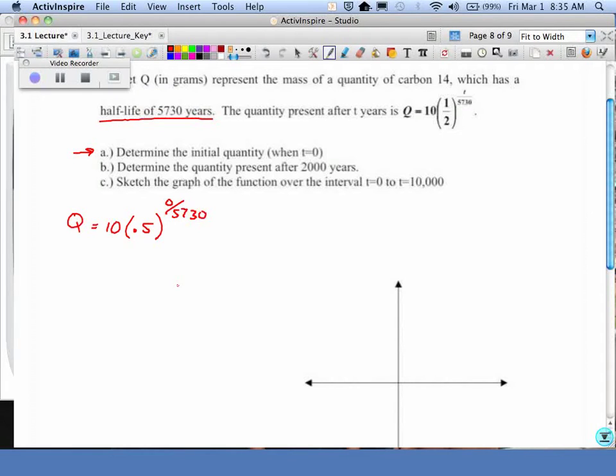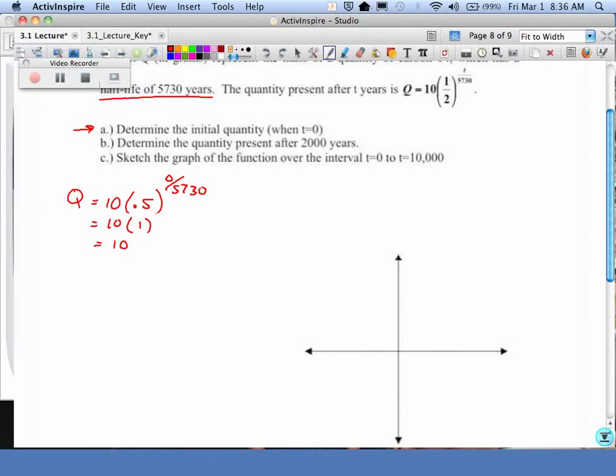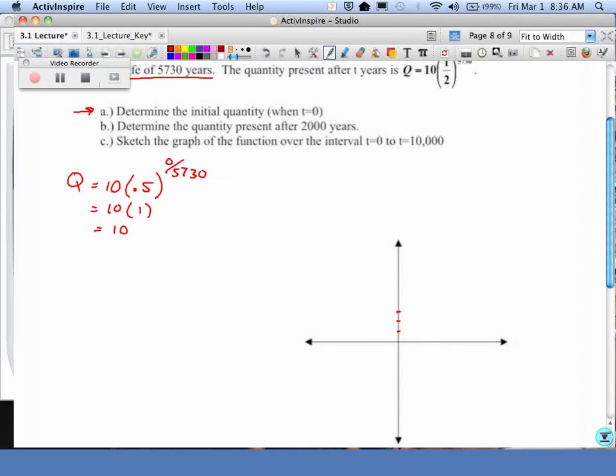What is 0 divided by 5,730? 0. What's 0.5 to the 0 power? 1, which times 10 is 10. So right away, before I got frozen in the ice, I should have had 10 grams in my body. So at t equals 0, we have 10 grams.